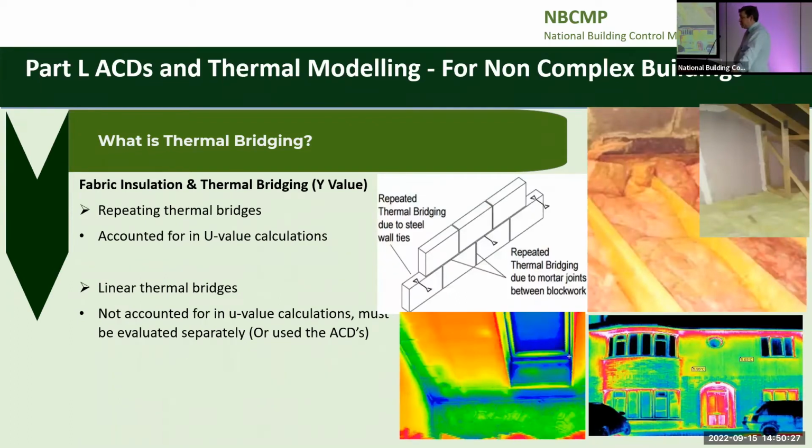There are two types of thermal bridging. One is the fabric insulation and thermal bridging, the Y value. That's a repeating thermal bridging, and it's accounted for in your U value calculations, like the wall ties in your masonry or the joists in your ceilings. The other is linear thermal bridging, which is not accounted for in your U value calculations and must be evaluated separately, or you use the ACDs.